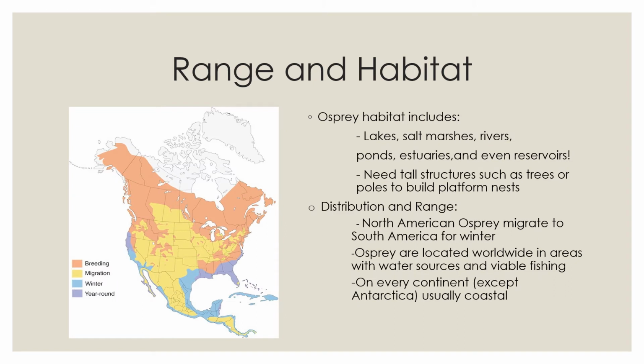When it comes to their range and habitat, they live in a variety of habitats as long as there's water. Lakes, salt marshes, rivers, ponds, estuaries, even reservoirs. They really just need that tall structure to be able to build their platform nests and a water source to hunt from. They are distributed all around the world, but the North American osprey will migrate south to winter in South America. There are areas where there are permanent populations, but there are also migratory populations as well.